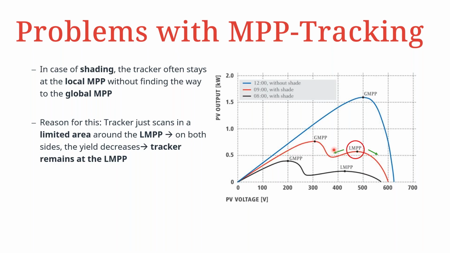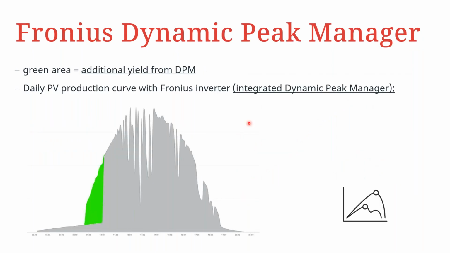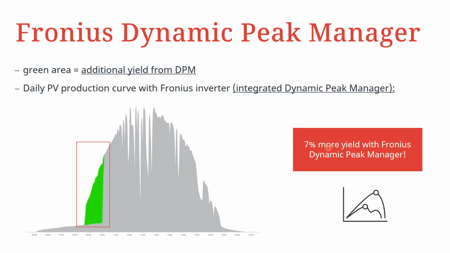a bit of shading. So with the dynamic peak manager, you would end up getting some additional benefits as far as yields are concerned. You can see in this graph, this would be the shaded part of the production during the day. So these are early morning hours. And therefore, the dynamic peak manager is able to guarantee or to give you an extra 7% more yield from this production only on this green section.